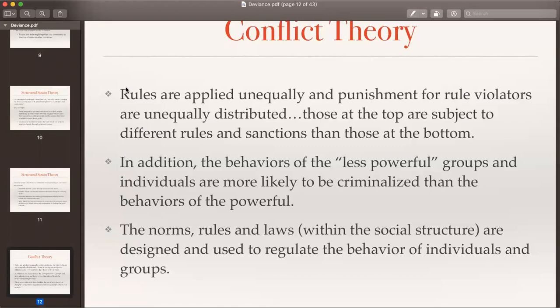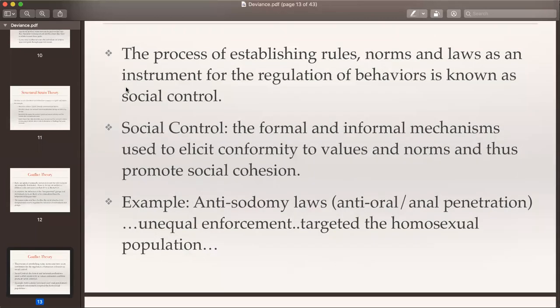Think about the fact that the norms, the rules, the laws in our society are designed and used to regulate the behaviors of the masses by an elite few. What conflict theory says in relation to deviance is that those at the very top, those who are the most powerful, are able to define what is considered normal or abnormal behavior, what is considered acceptable or unacceptable behavior, and then force that ideology onto the least powerful. They do this as a means of social control, as a regulating force, as a regulating behavior. Think about this. Social control: formal and informal mechanisms that are used to elicit conformity to values and norms and promote a sense of social cohesion.